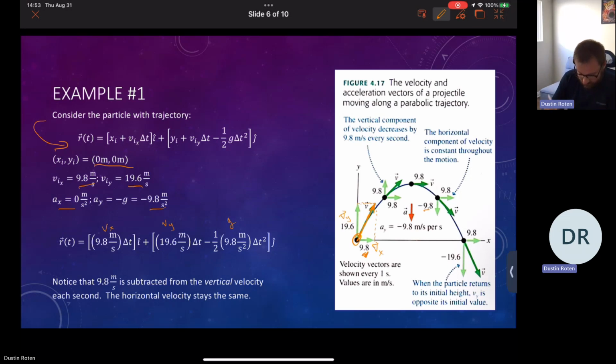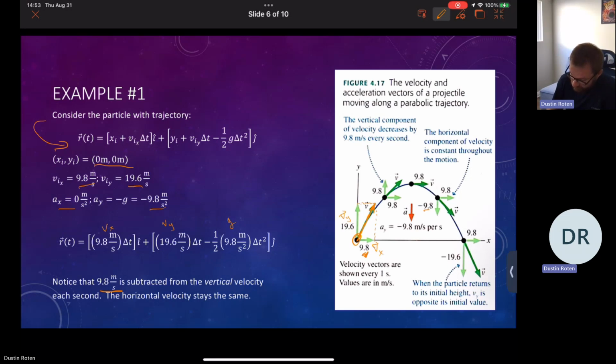So notice what's going on over here in this picture. Every second, the velocity is getting smaller. Even when it hits 0, it starts turning negative. That's technically smaller. So what this acceleration is saying is that every second, 9.8 meters per second is subtracted off the velocity.